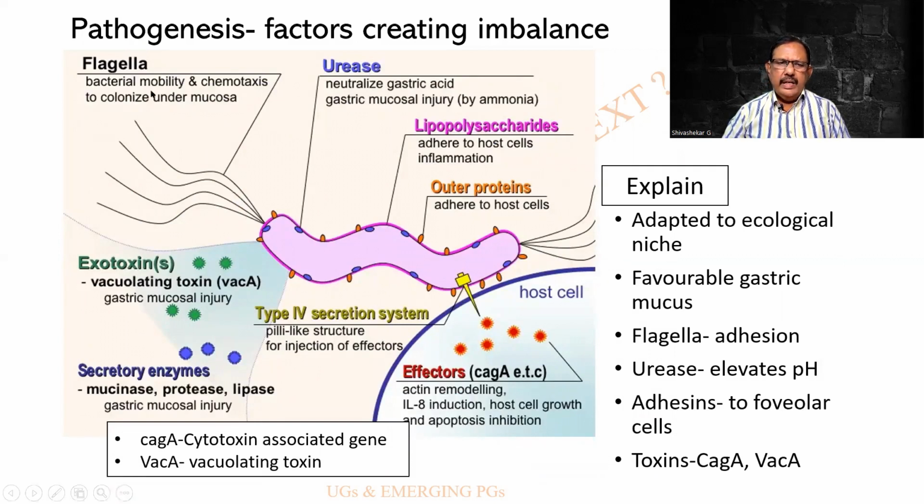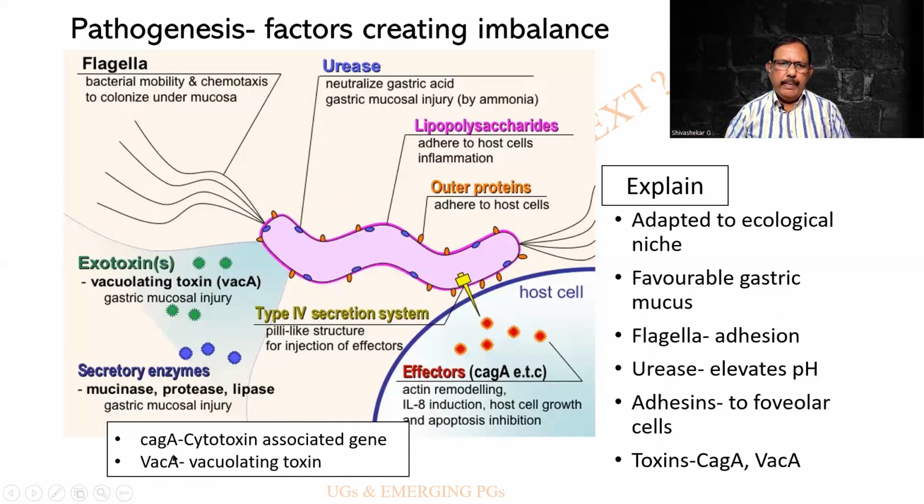So there are the flagella for the mobility and the motility. Urease for neutralizing the gastric acid. Lipopolysaccharides, which help in adhesions. And there are also outer proteins which help in adhesion to the host cells. Exotoxins, VacA, that is important. Vacuolating toxin, that is one. And there can be enzymes such as mucinase, proteinase, lipase, etc., leading to the digestion.